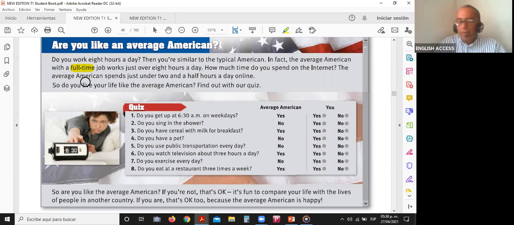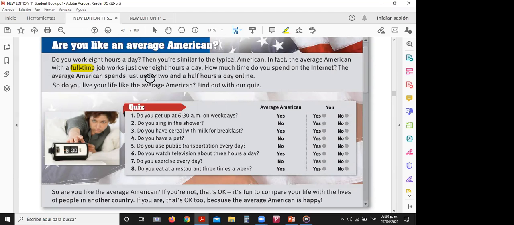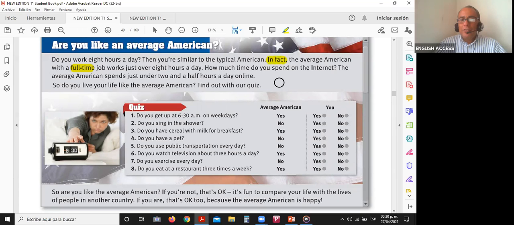Is there another word, Fatima, Antonio? In fact, in Spanish, it's like de hecho, the average American is like the result. So this is true. The average American with full time works just over 8 hours a day. Is there another word here? Over 8 hours a day is a good phrase. Under 2.5 hours a day. What does over mean?